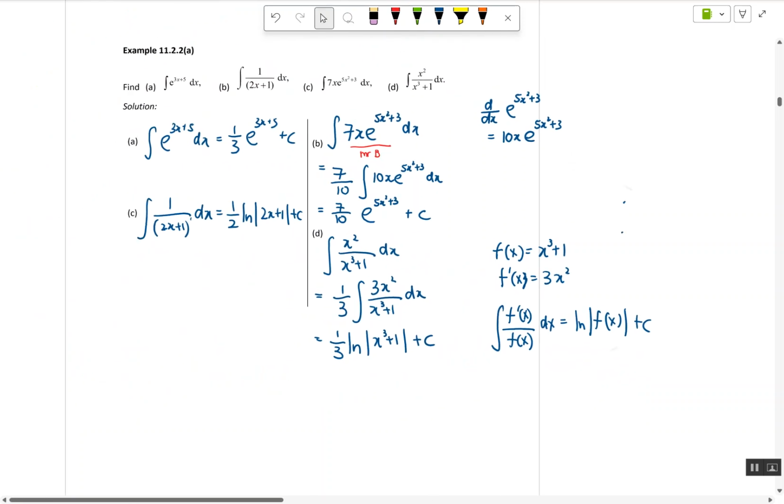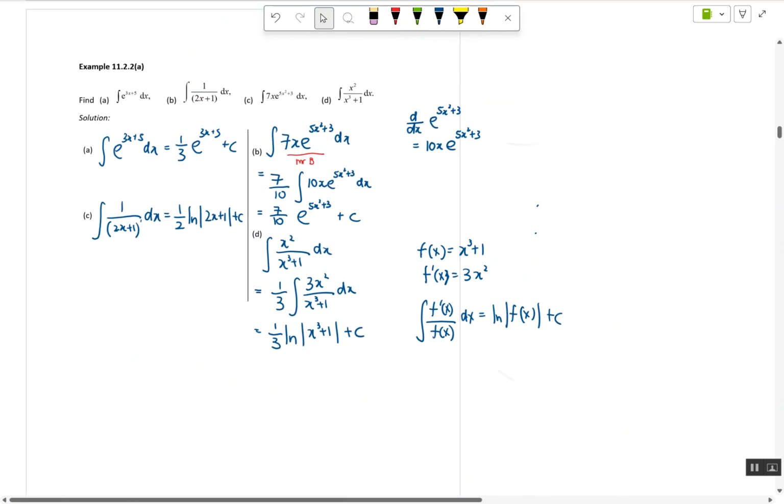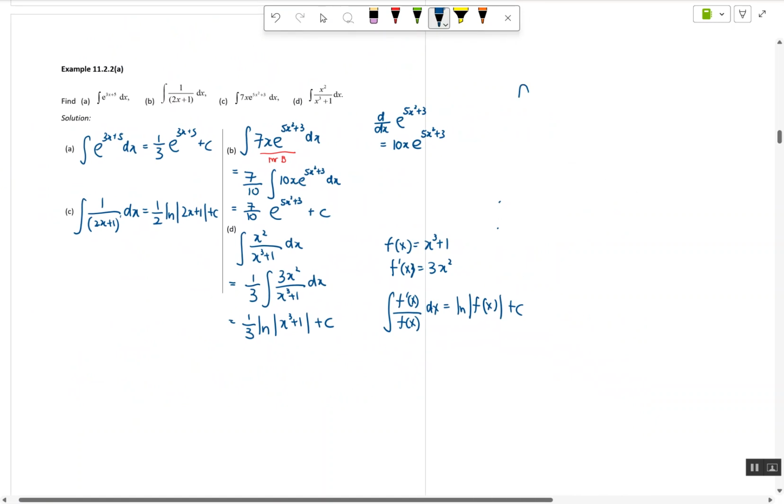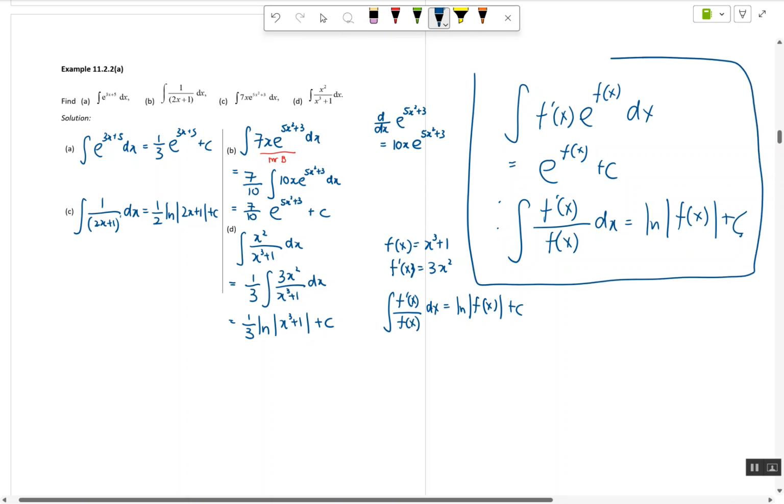Okay, and this is the second technique that you have to know, which is very common. The first one being the integral of any f prime x e to the power of fx is equals to just e to the power of fx plus c. Next is the integral of f prime x over fx is equals to ln modulus fx plus c. So these are the next two techniques that you are supposed to know very well before we can move on.